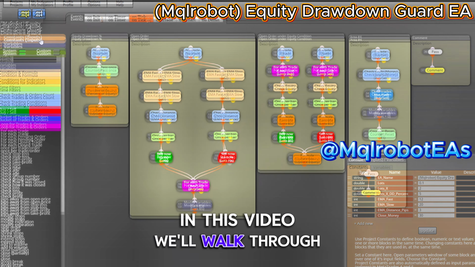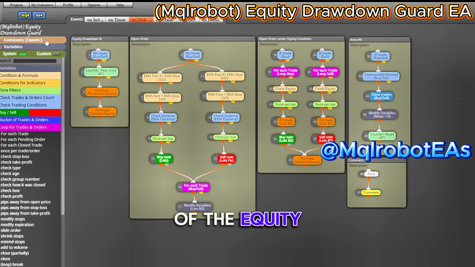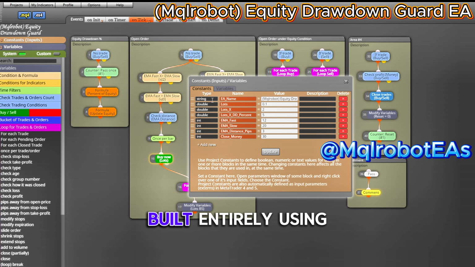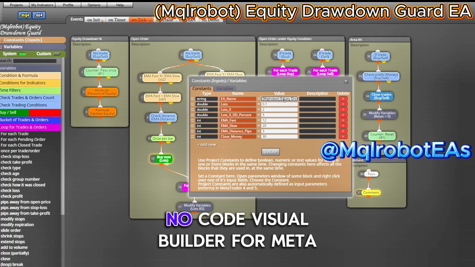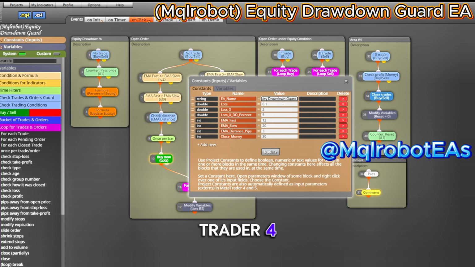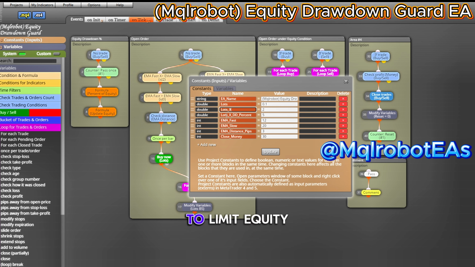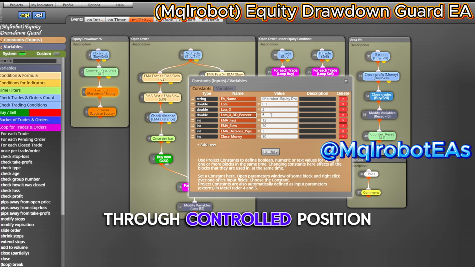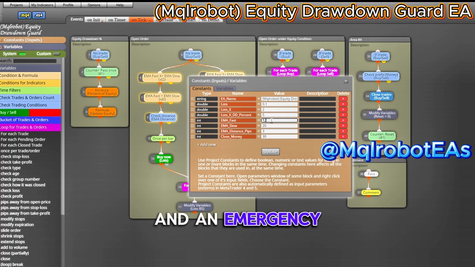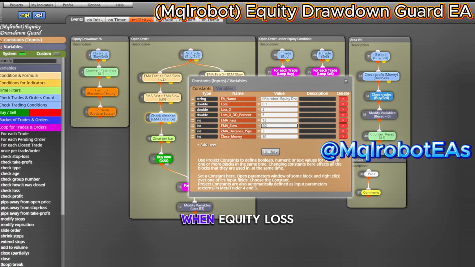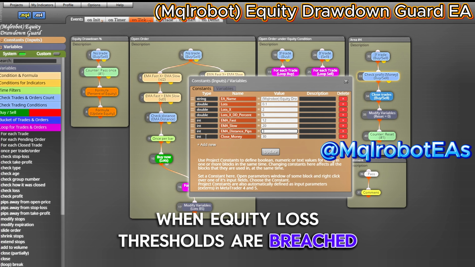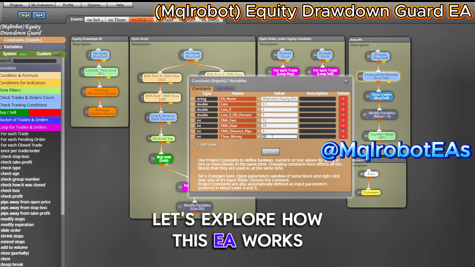In this video, we'll walk through the logic structure of the Equity Drawdown Guard EA, built entirely using FXdreema, a no-code visual builder for MetaTrader 4. This expert advisor is designed with a clear mission: to limit equity drawdown through controlled position sizing and an emergency shutdown mechanism when equity loss thresholds are breached. Let's explore how this EA works.